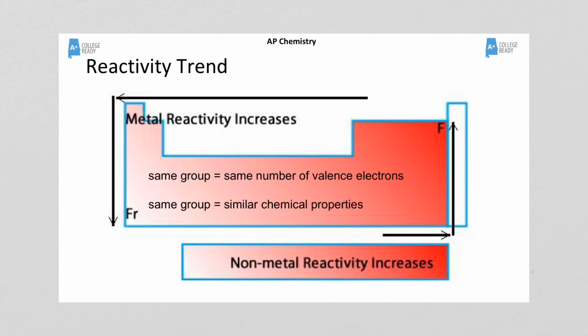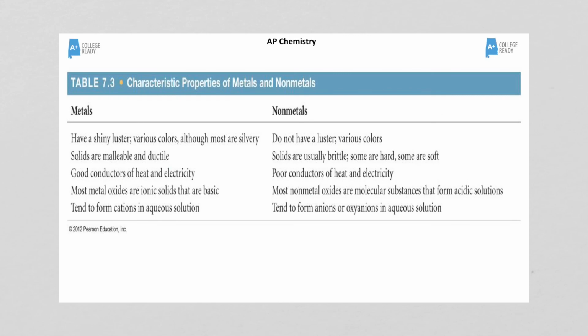The reactivity trend, notice metals get more reactive down the group. Nonmetals are opposite, because think of fluorine at the top of the halogens is the most reactive nonmetal. And then here, just some general properties of metals and nonmetals that you probably know, just as a good short review.